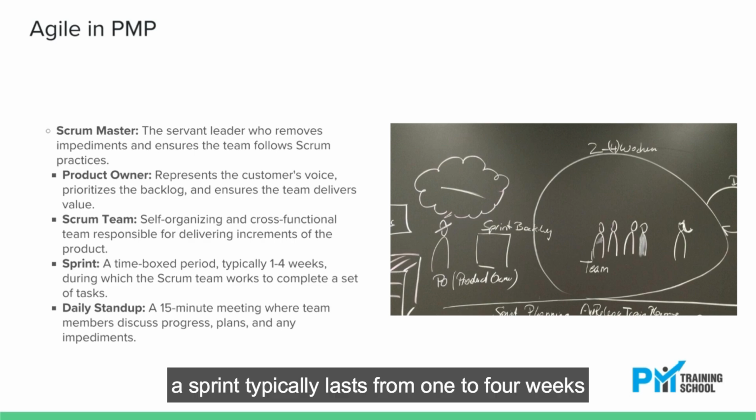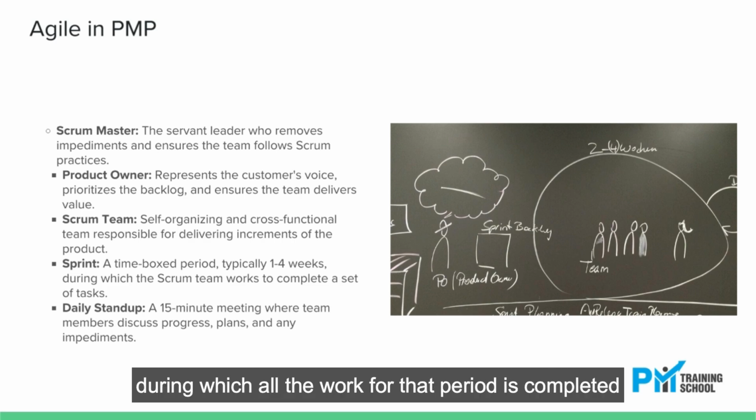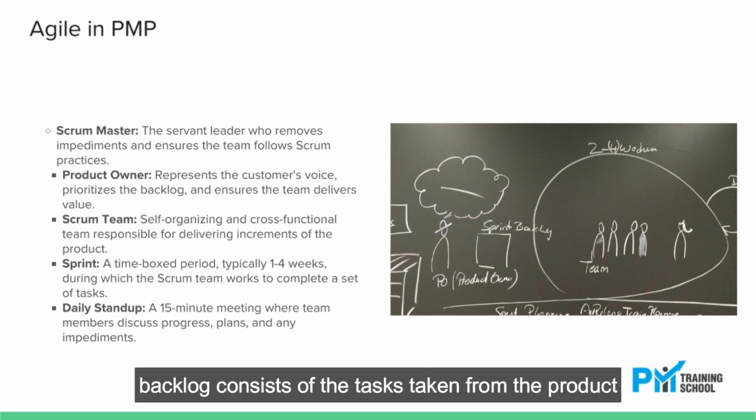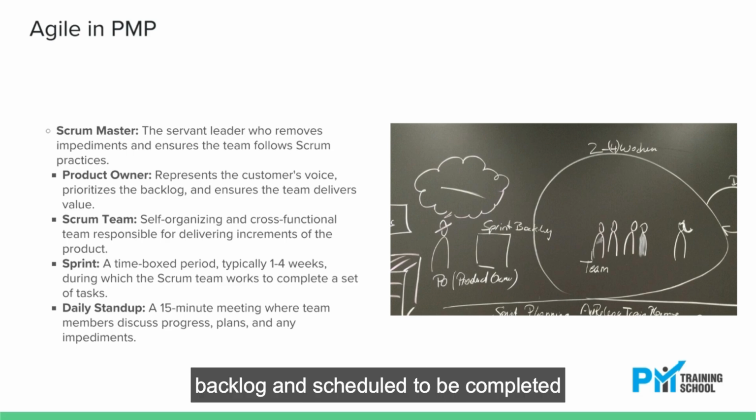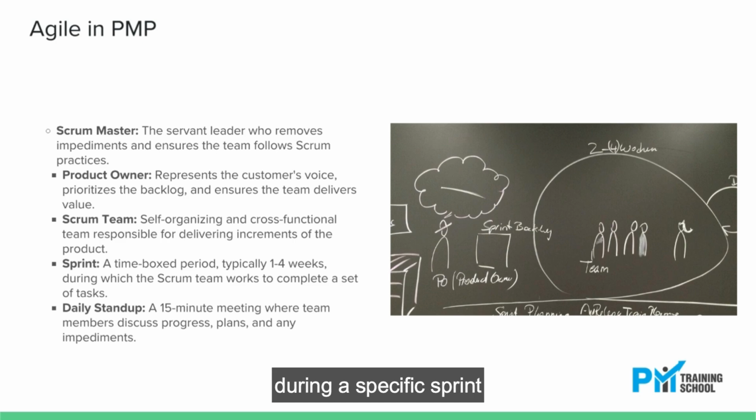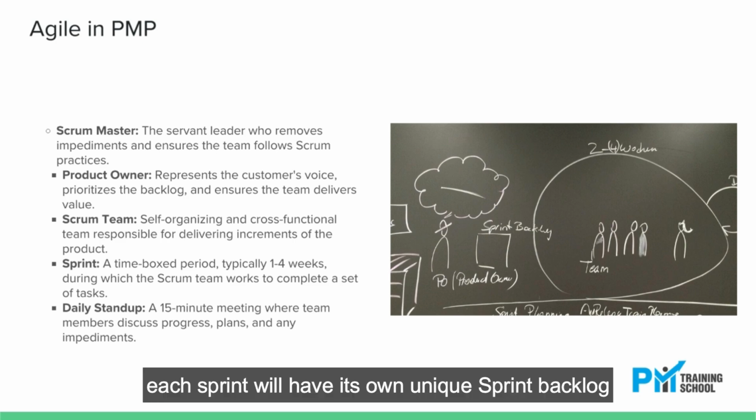A sprint typically lasts from 1 to 4 weeks, during which all the work for that period is completed. The sprint backlog consists of the tasks taken from the product backlog and scheduled to be completed during a specific sprint. Each sprint will have its own unique sprint backlog.